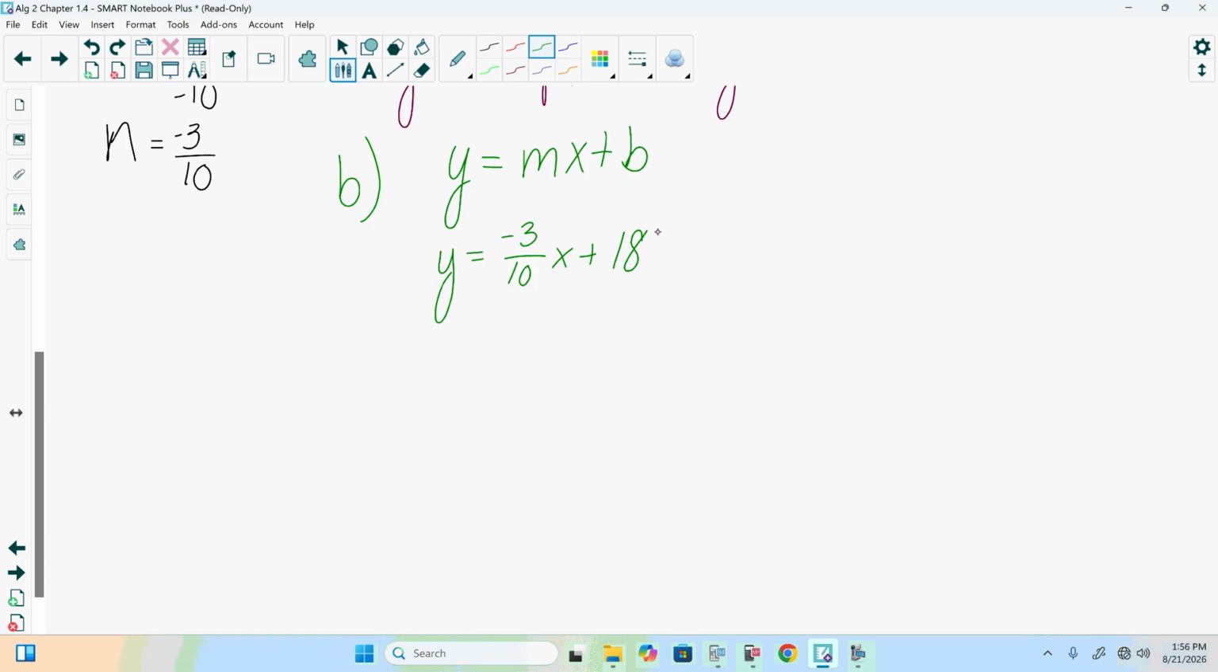Questions on this here? So we have our equation. The last thing we need to do is find what? The remaining balance after 36 payments. Our 36 for the number of payments, would it go in place of x or y? X, because x is our number of payments, yes? So y equals negative 3/10 times 36 plus 18.